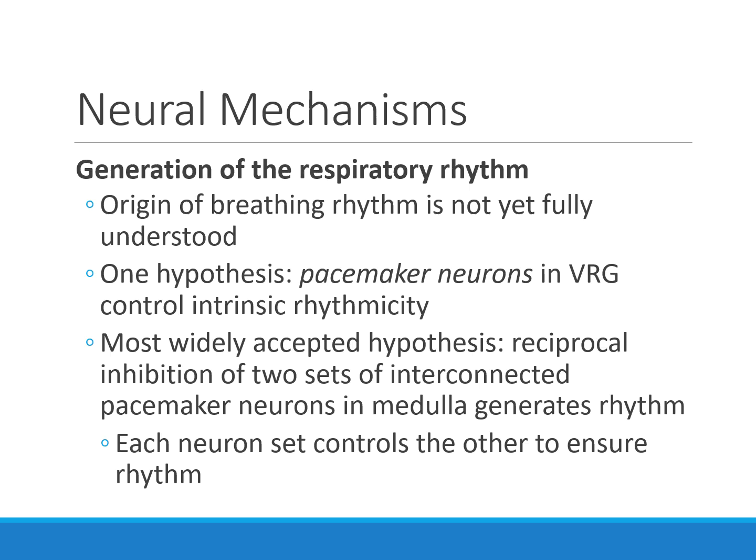So, the generation of the respiratory rhythm. The actual origin of breathing is not really understood. There is a hypothesis that says that there are pacemaker neurons in the VRG that control intrinsic rhythmicity. The most widely accepted hypothesis is that it's a reciprocal inhibition of two sets of interconnected pacemaker neurons in the medulla that generates rhythm. Each neuron set controls the other to ensure rhythm.